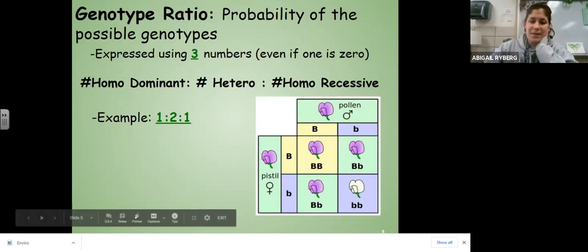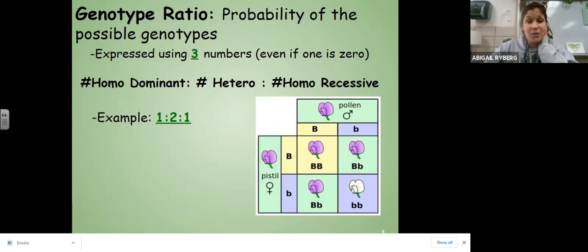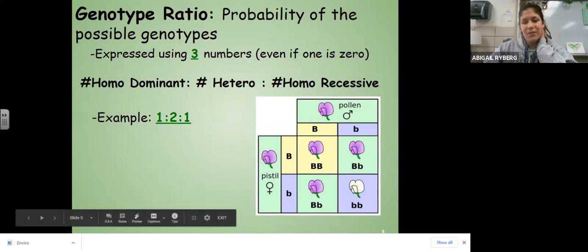So in this same cross, we have 1 individual that has the homozygous dominant. So we start with a 1, colon 2, because there are 2 individuals here with the heterozygous, colon 1. So there's 1 individual that has the homozygous recessive.